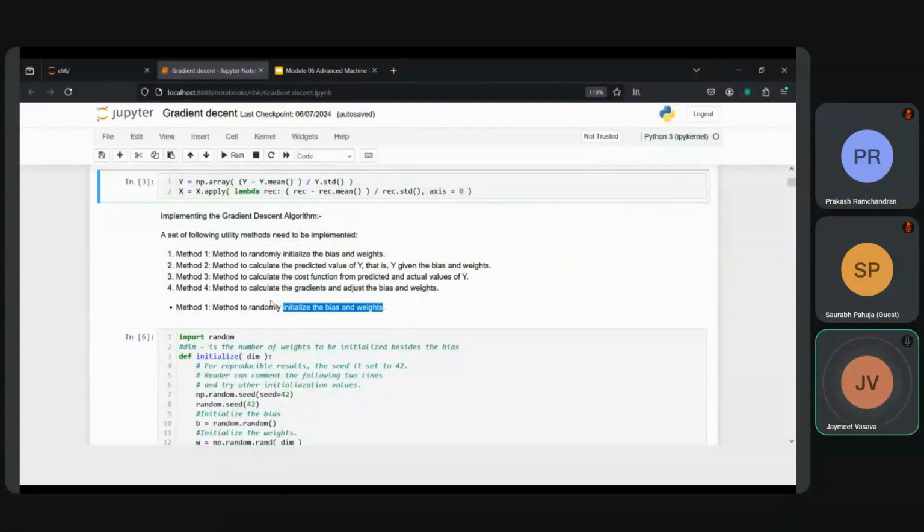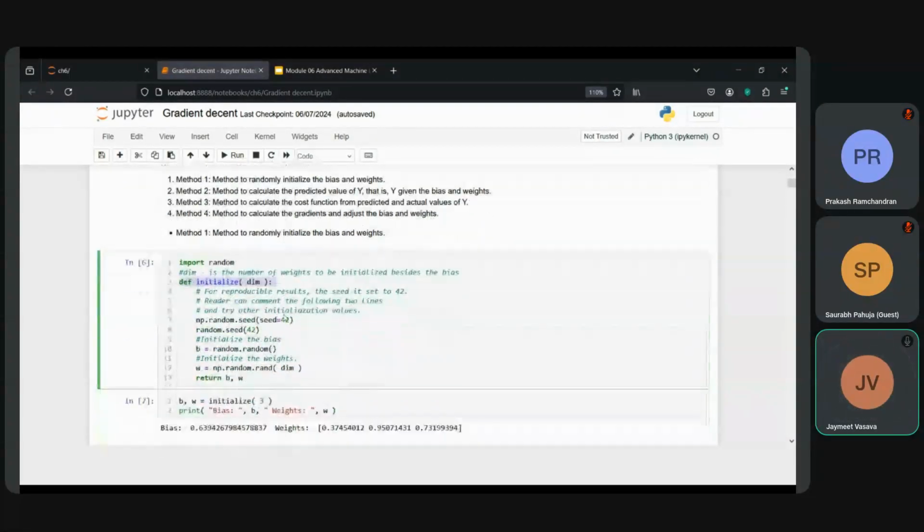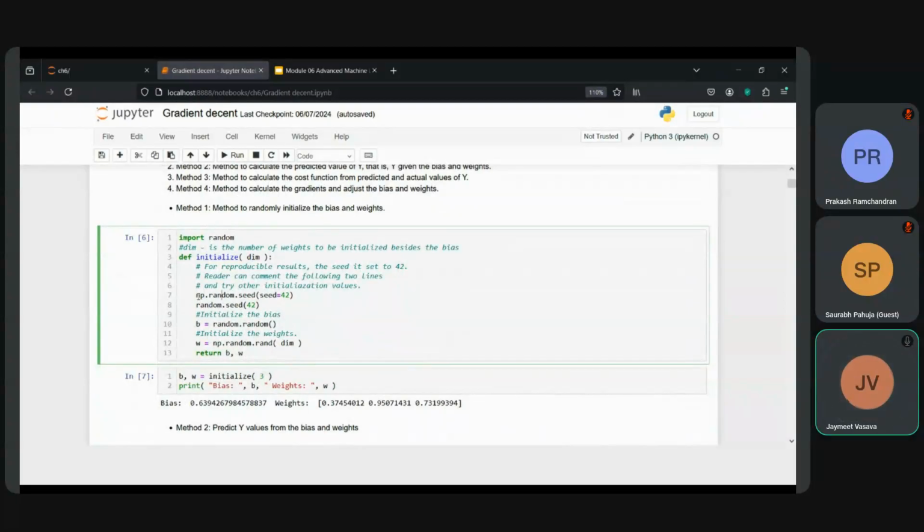So the first thing that we did was to randomly initialize the values of bias and weights. We defined a function, then gave it the seed value of 42, and got our bias and our weight.